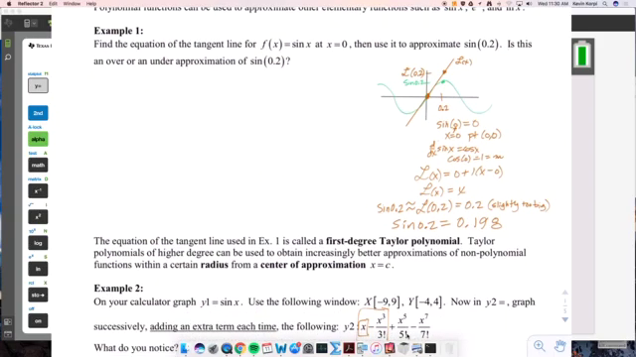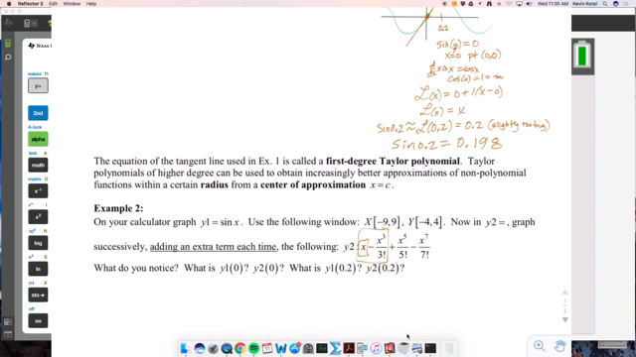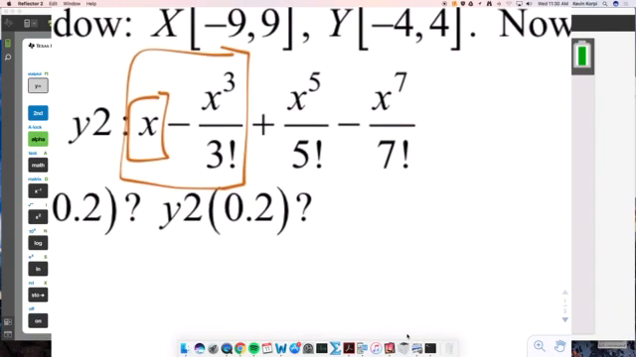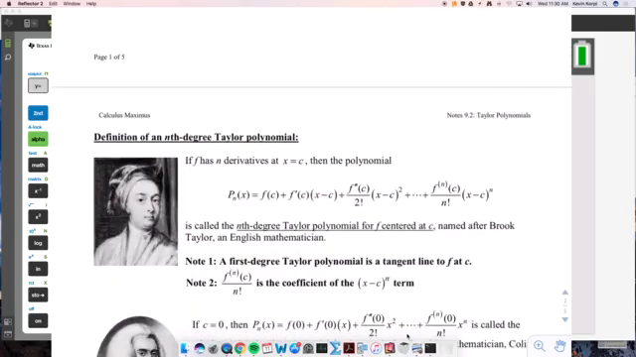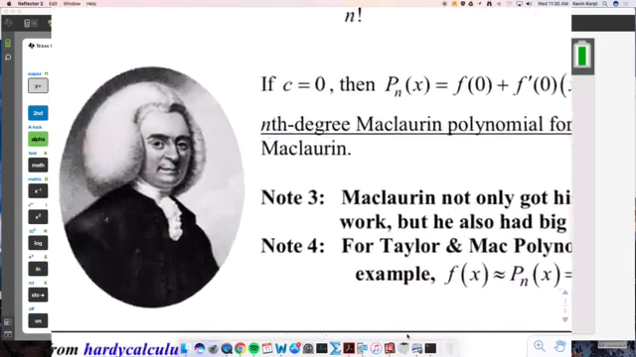All right, so now you know what a Taylor polynomial is. Let's see if we can figure out where these terms come from. Like, who came up with those terms? How did someone figure that out? Good question. Enter this guy.